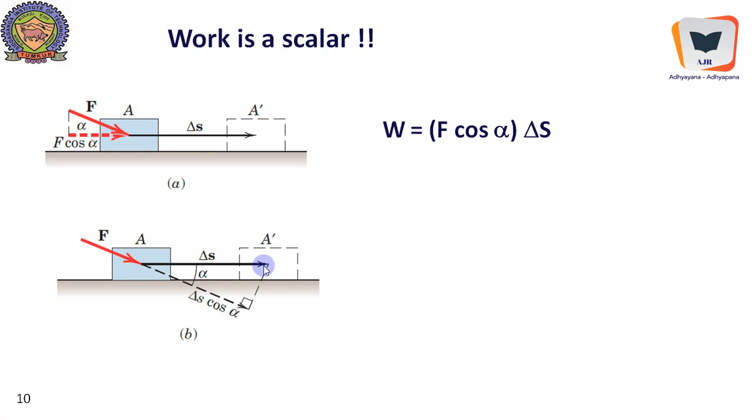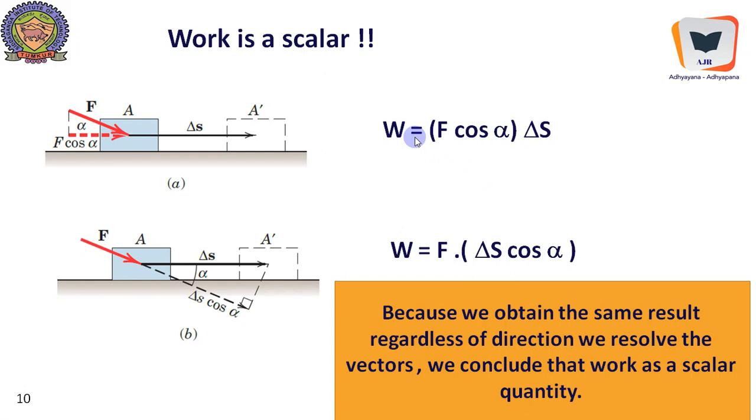We need to recall that force is a vector and displacement is also a vector. Here the displacement can be resolved along the direction of the force, which becomes delta s cos alpha. Therefore, here again, W equals F into delta s cos alpha. Because we have obtained the same result for the work regardless of which vector we resolve, we conclude that work is a scalar quantity. Since the resolution of either the force or the displacement is immaterial in finding the work, the work is a scalar quantity.